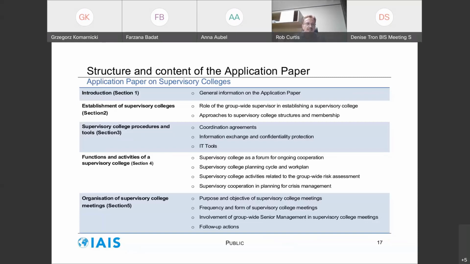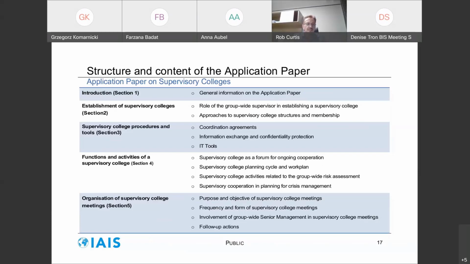The paper highlights that discussing issues related to the group-wide risk assessment in a supervisory college aims at establishing a common understanding of the risks to which the group, its legal entities, and branches are exposed. The paper also encourages exchanging different views and perspectives within the supervisory college itself.